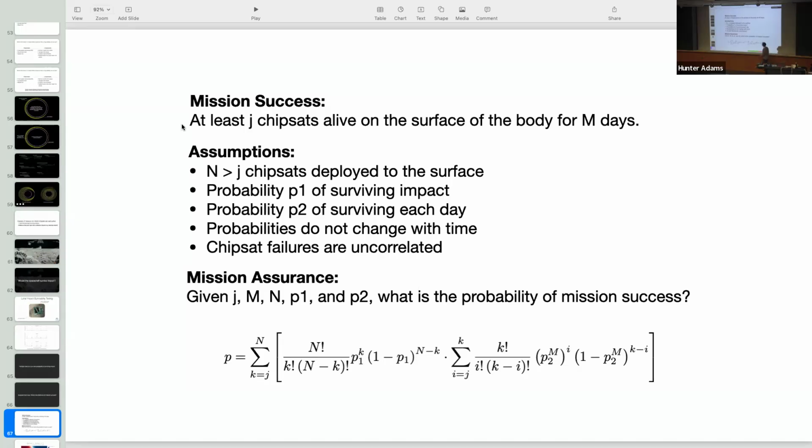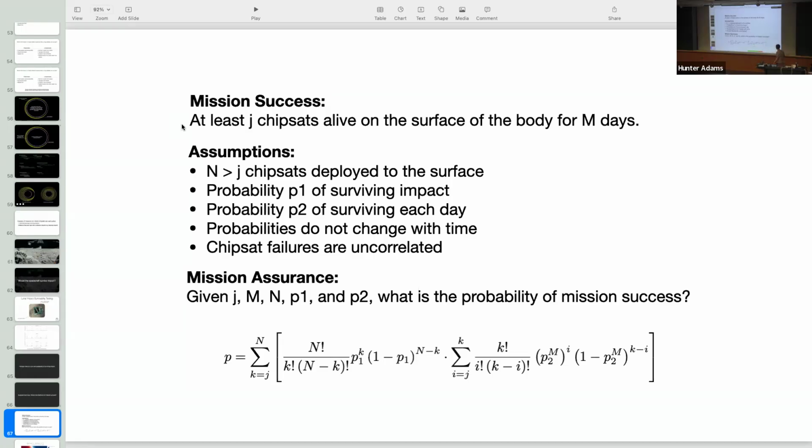So you're trying to figure out the number N, which is greater than J, that you need to deploy to the surface, subject to some probability of surviving impact and some separate probability of surviving each day. And then we'll make some simplifying assumptions. We'll assume that these probabilities don't change with time. Perhaps they in fact do. Perhaps the probability of surviving day 500 is lower than the probability of surviving day 2. But just for purposes of thinking about this, we're going to assume that those are static probabilities. And I'm going to furthermore assume that the chipsat failures are uncorrelated. If that chipsat over there failed today, I'm going to assume it gives me no information about the likelihood of that chipsat over there failing tomorrow.